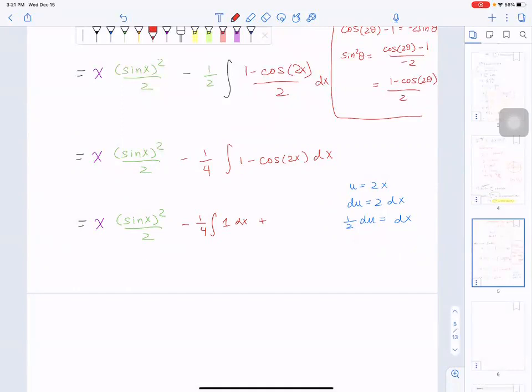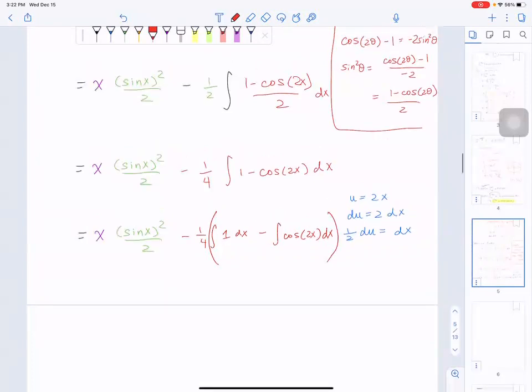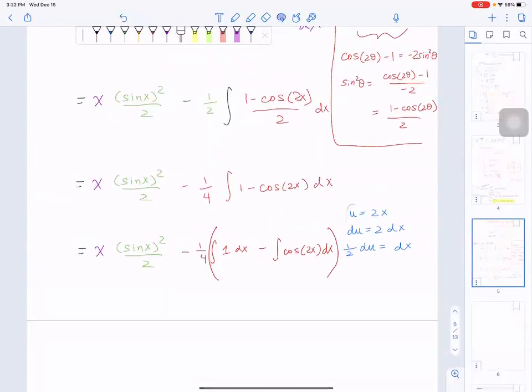Plus, or so this distributes. This is minus 1/4 of this plus 1/4, or okay, let's do a big parentheses, minus integral of cosine 2x dx. Okay, but okay, so let's move this down.